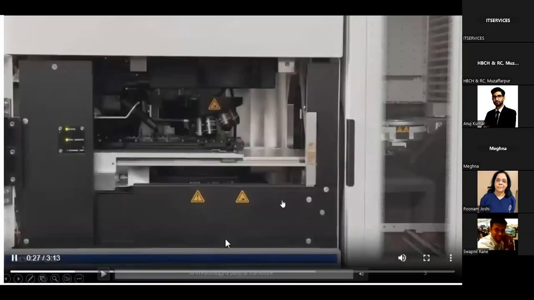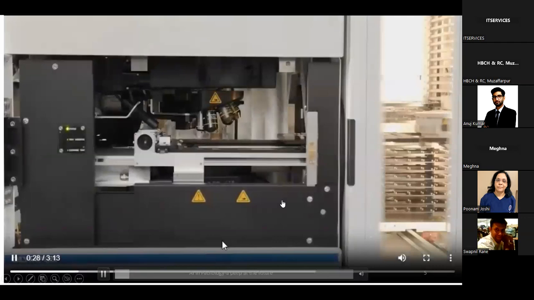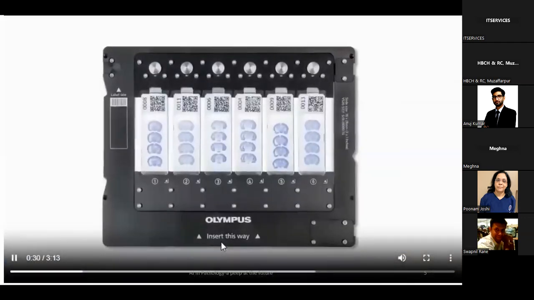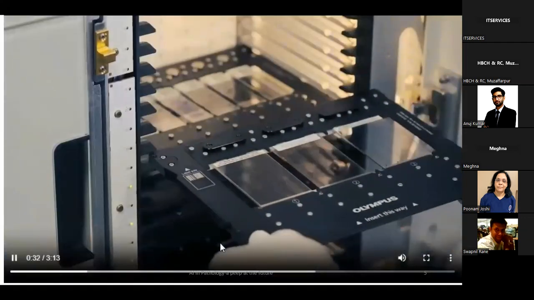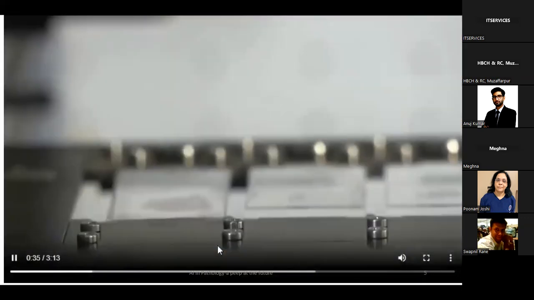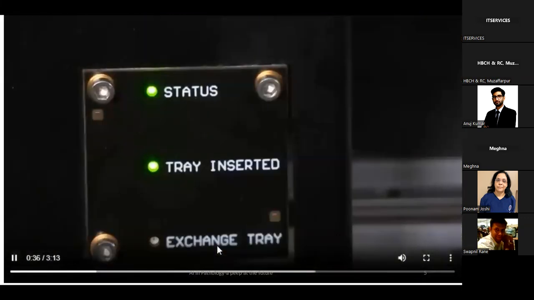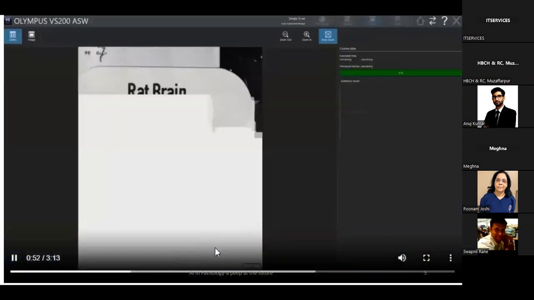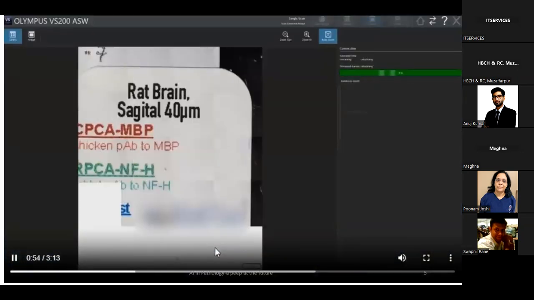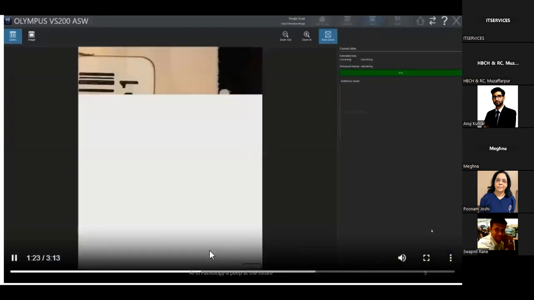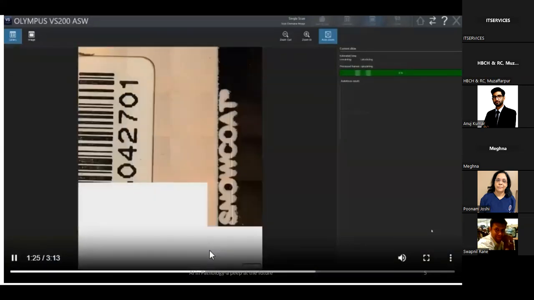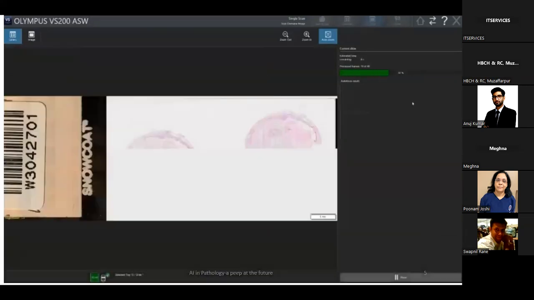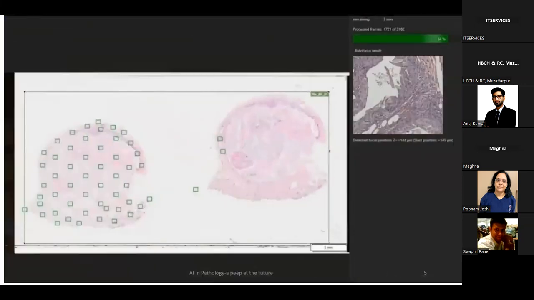But what has really changed is the ability to digitize the slides on a mass scale. Previously, we were obviously taking photographs of the slides, but they were always restricted to a small area of the slide and the area of interest. But now we have the ability to digitize these slides completely through and through. So this makes it a totally different way in which we can now look at the slides.